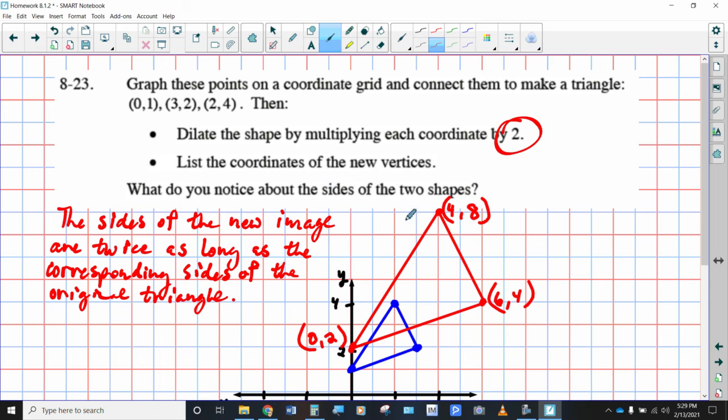What do you notice about the side lengths? Well, what color should I do? This side length is twice the length of this one. This side length is twice this one, and so all of the corresponding side lengths are twice as long as the original. Because if you recall, when we're dilating shapes, the scale factor actually applies to the linear measurement. So each line, corresponding line, will be twice the length of the original, and the perimeter of the new shape will be twice as long as the perimeter of the original.